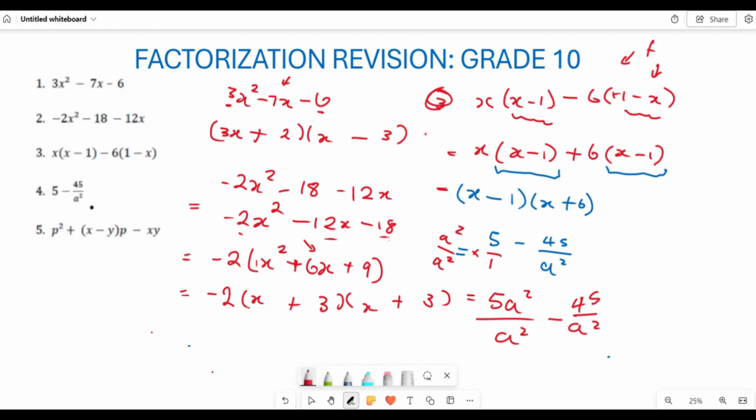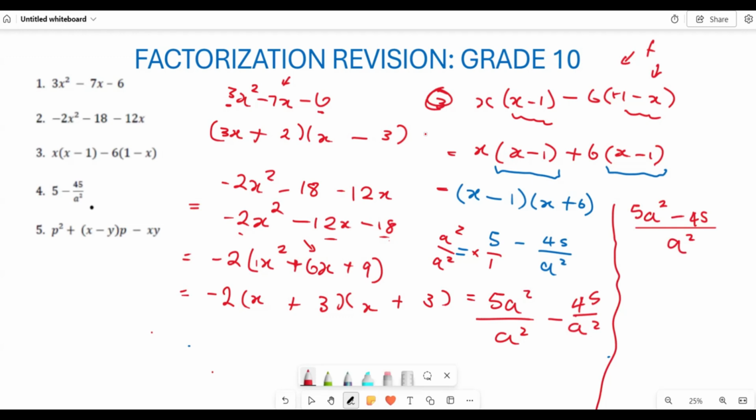And now that I have a squared and a squared as my denominator, I can write everything under one roof. What do I mean by saying that? It means now I can write this as 5a squared subtract 45. Because the denominators are the same, I can write this under one denominator, which is going to be my a squared, right?